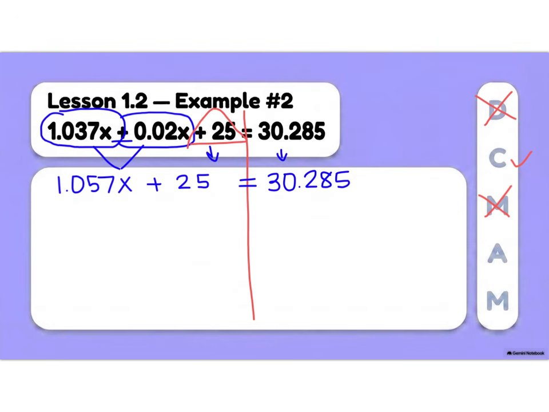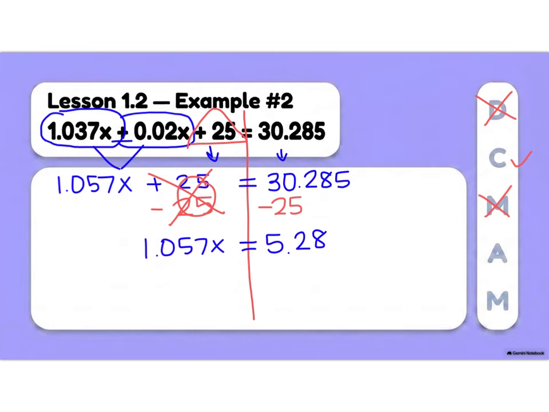Since it's added, I'm going to subtract 25 from both sides. Now, the 25s over here will cancel to 0. And then I'm left on the left side with 1.057x. And then 30.285 minus 25 is 5.285. So I did that step.